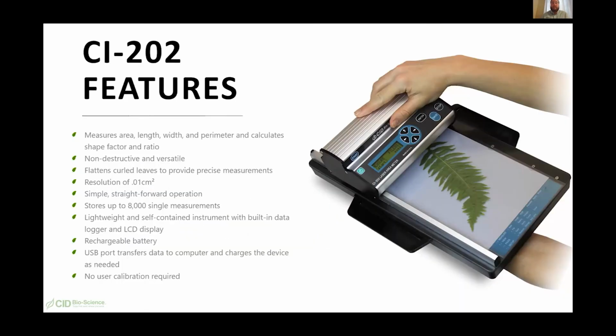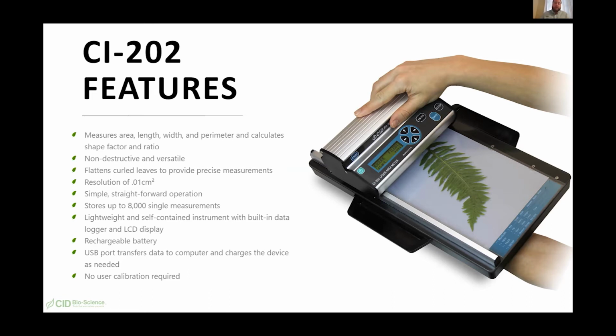So going over some features of the 202 pallet style leaf area meter. The parameters that it measures are area, length, width, perimeter, and then it also will calculate shape factor and ratio. The measurements can be non-destructive if you keep the leaf on the plant, but it also can be used in the laboratory or in a setting where you have already harvested those leaves in a destructive way.